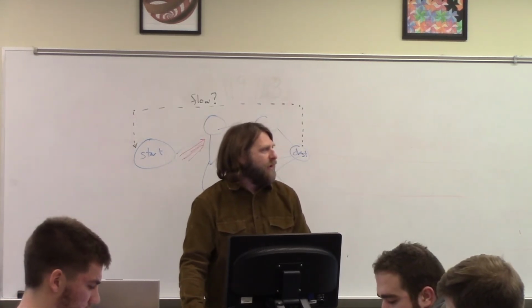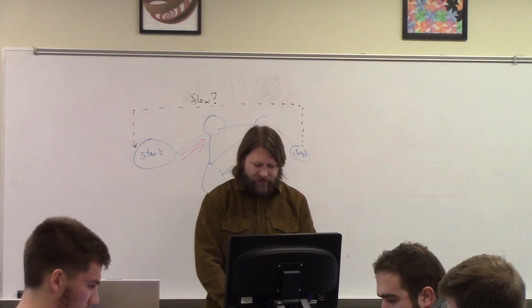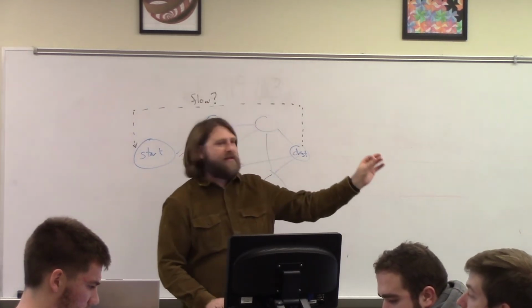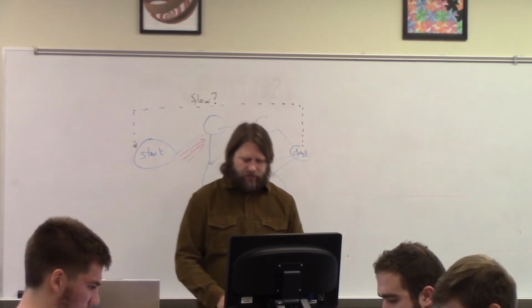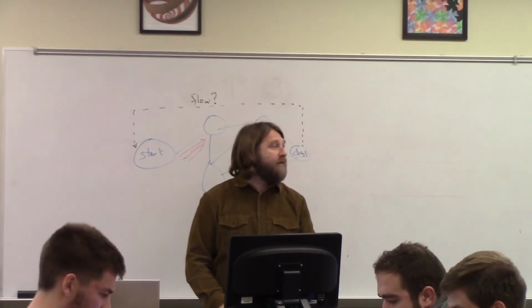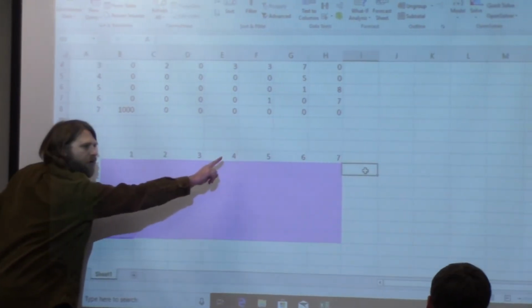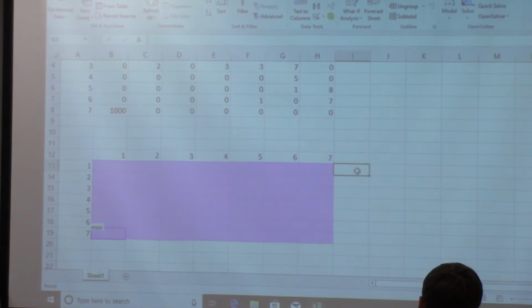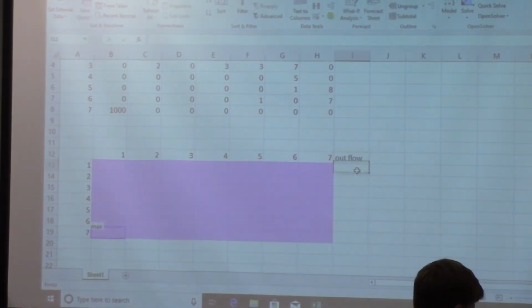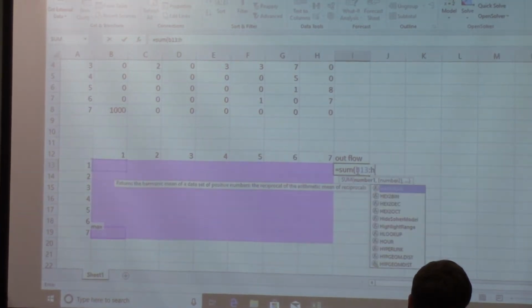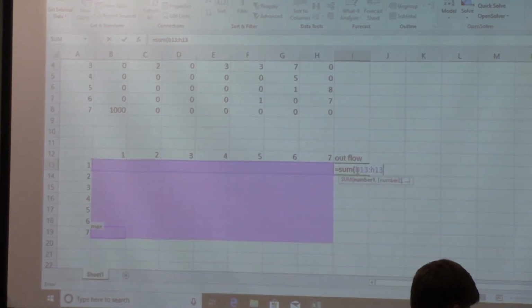Okay? So in this case, again, what does this row represent? We saw this in the last one. That's not what's coming in, right? Because 1 is the source. So this is from 1 to all these things right here, right? So this is the outflow right here, which is B13 through H13, right? That's the outflow of that row.